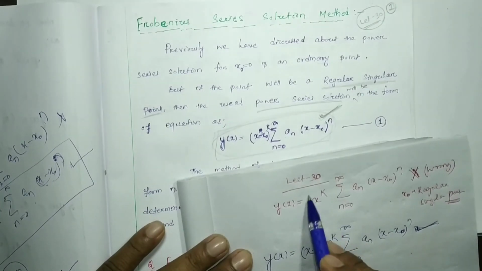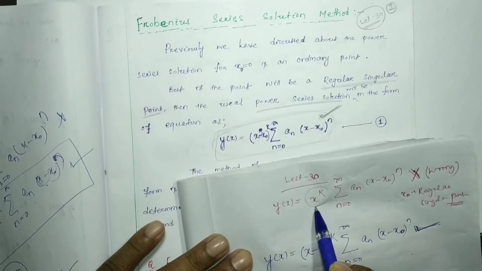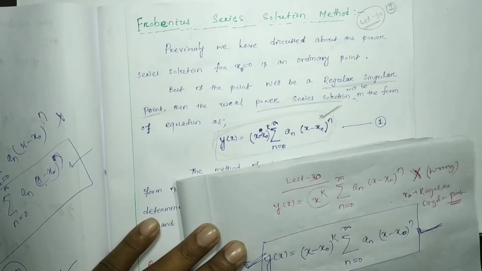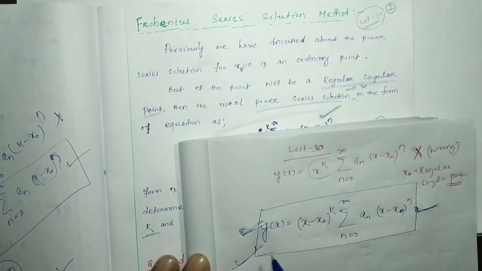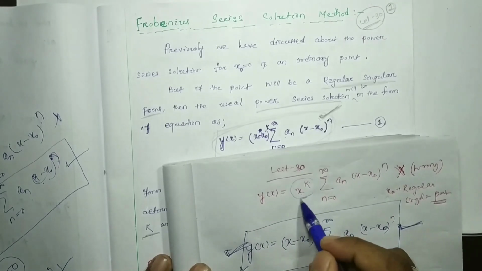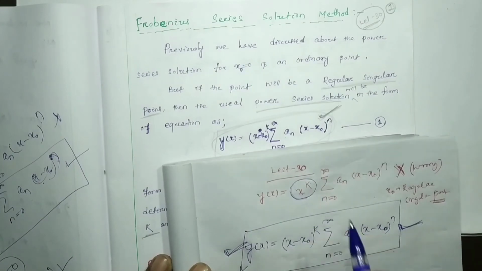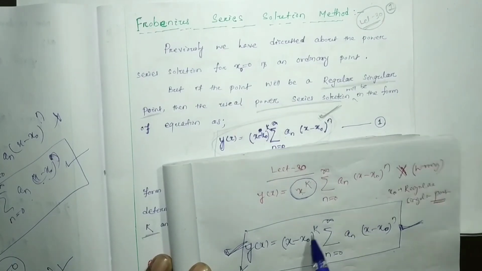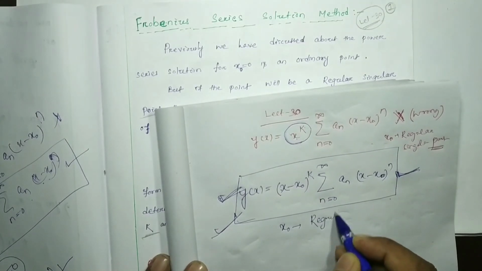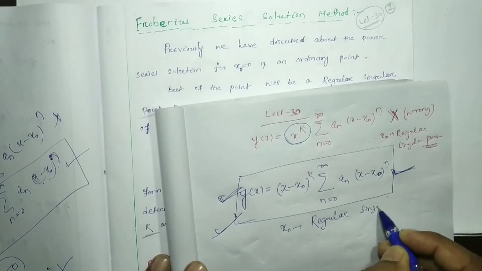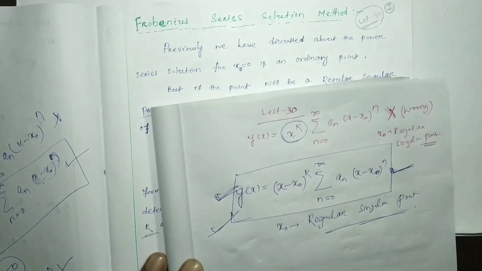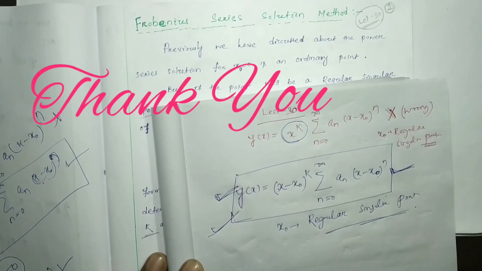Here I made the mistake at that time. Now you just correct this in your notes. Once again, x to the power k was written mistakenly at that time, but it has to be (x minus x0) to the power k, where x0 is our regular singular point. Do this correction and be ready for the next class.